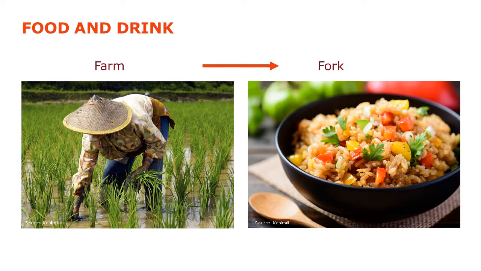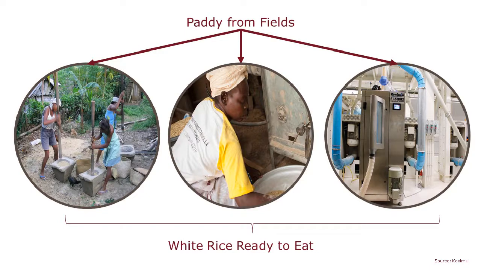So on this slide here, you can see a woman on the left picking paddy, which, as you can see on the right, once processed is what we all know and love and recognise to be rice. It's this process that Koolmill, the company where I work, specialises in. So at Koolmill, we effectively sand rice.